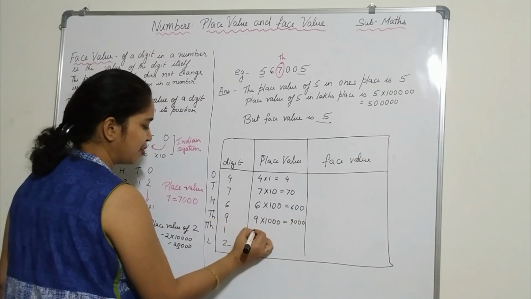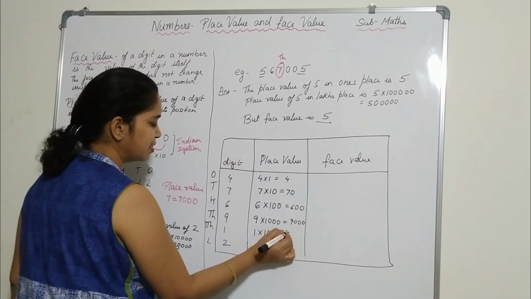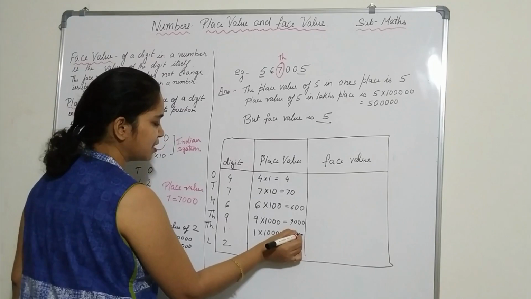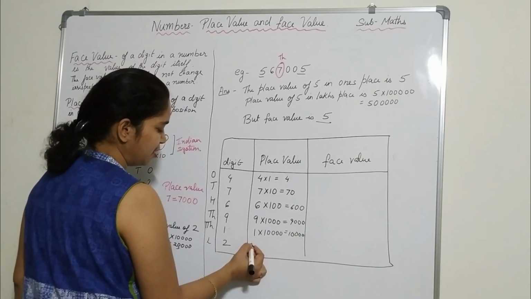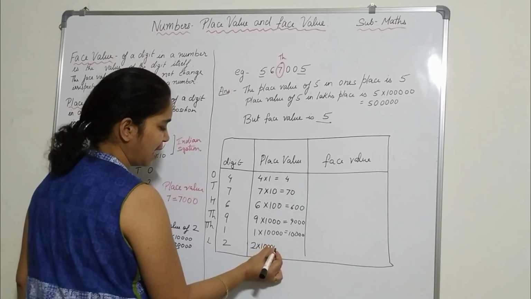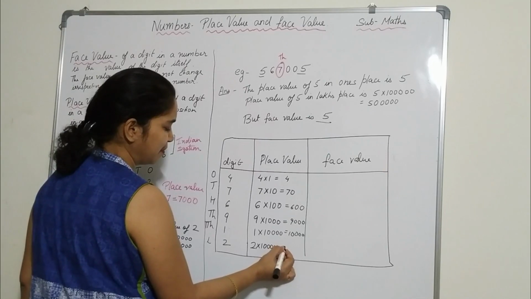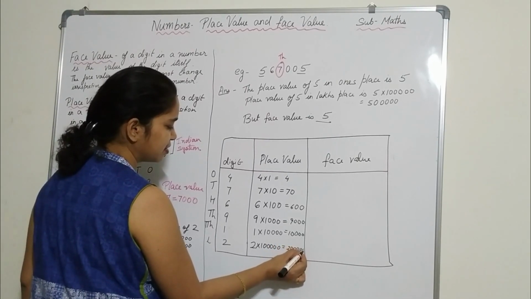What is the place value of 1? 1 into 10,000 is 10,000. What is the place value of 2? 2 into 1 lakh, 1 followed by 5 zeros, it is 2 lakh.